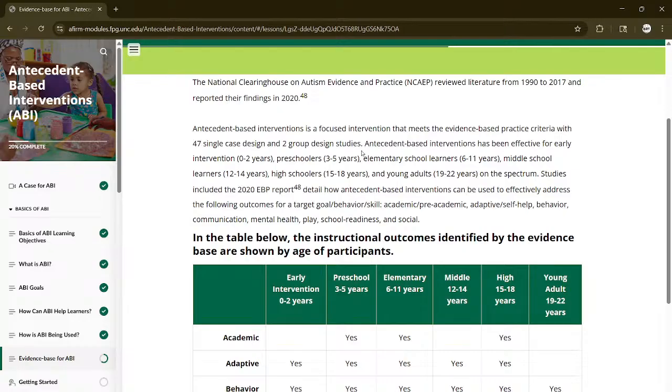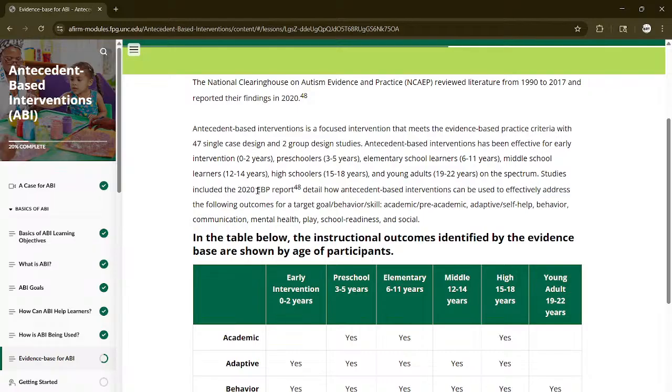design studies. Antecedent-based interventions have been effective for early intervention, 0 to 2 years, preschoolers, 3 to 5 years, elementary school learners, 6 to 11 years, middle school learners, 12 to 14 years, high schoolers, 15 to 18 years, and young adults, 19 to 22 years on the spectrum.